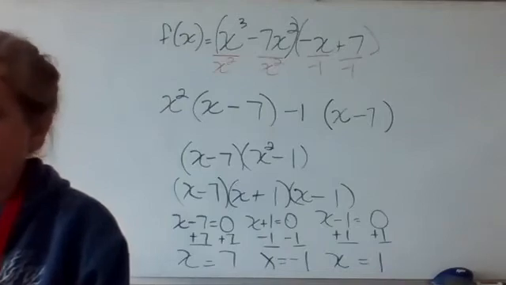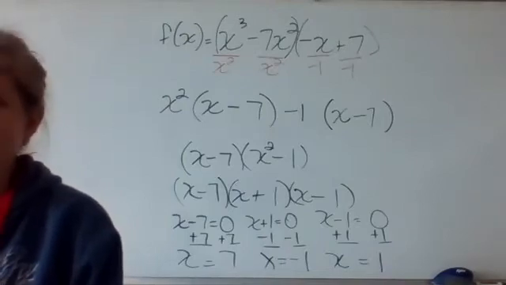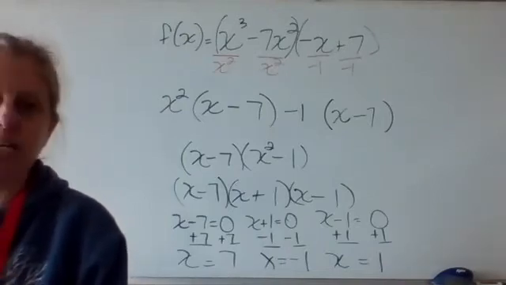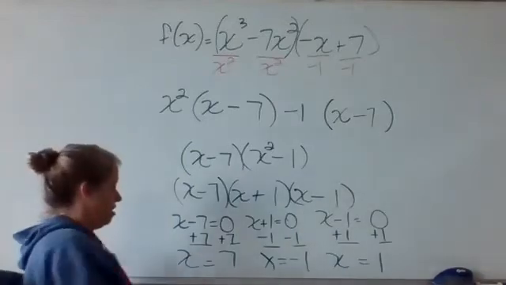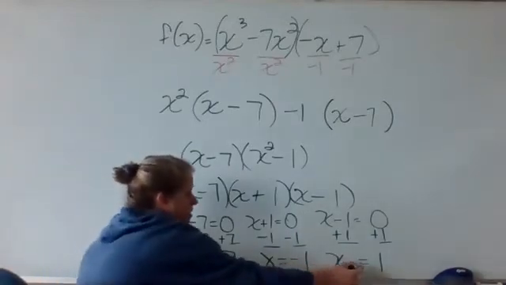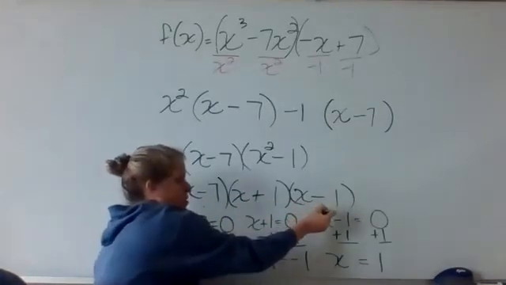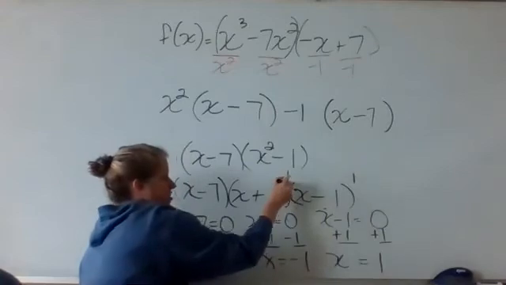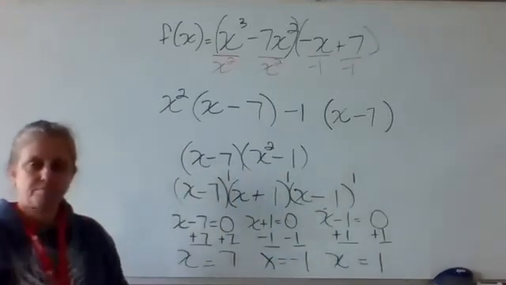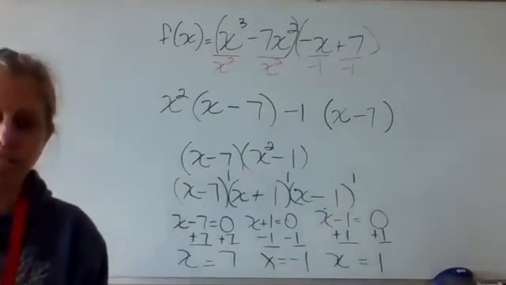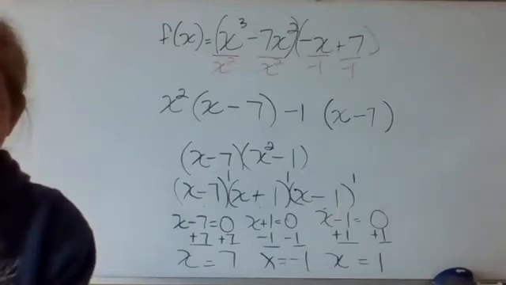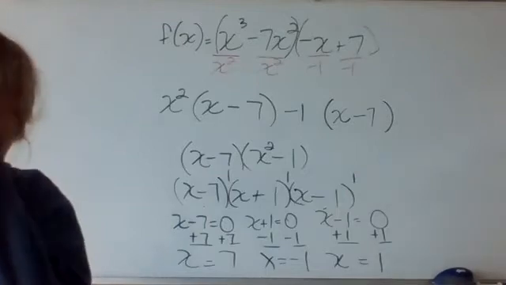And the second part of it asks, each zero has multiplicity blank. Well, where did these come from? These factors. What is the exponent of all these factors? They're all 1s. Okay? So all their multiplicity was a 1.